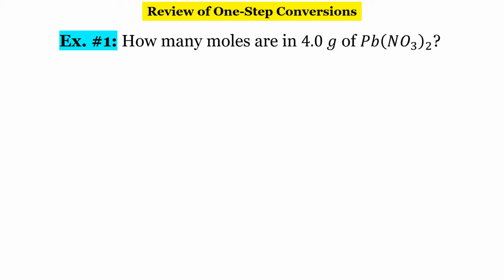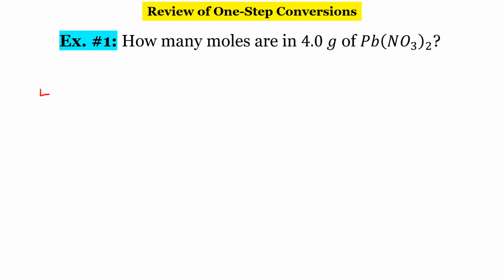All right, let's begin by reviewing a one-step conversion. A one-step conversion is what we've been doing up to this point. We're going to be taking either grams or particles and then converting to moles, or the other way around. In this case, we're going to take 4 grams of PbNO3 and we want to determine how many moles we have. So we always start with what we're given.